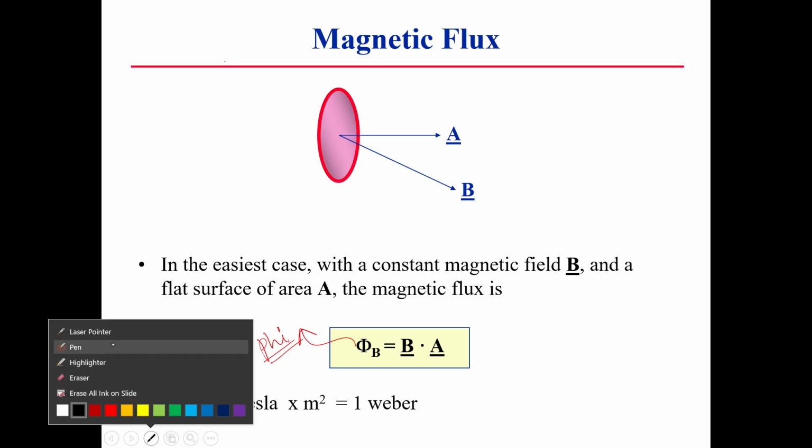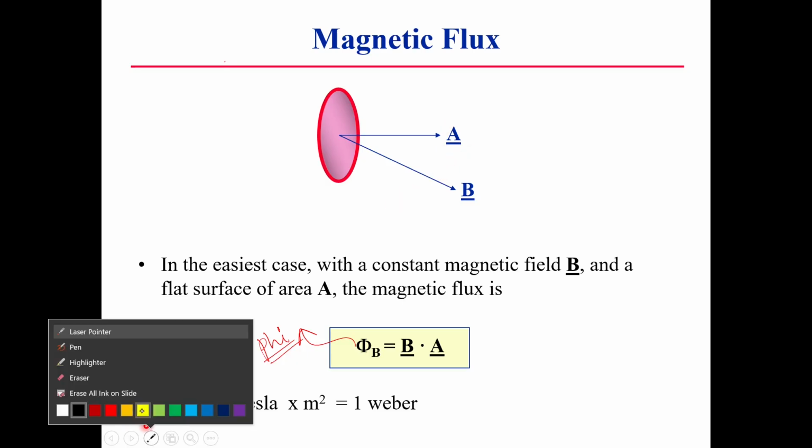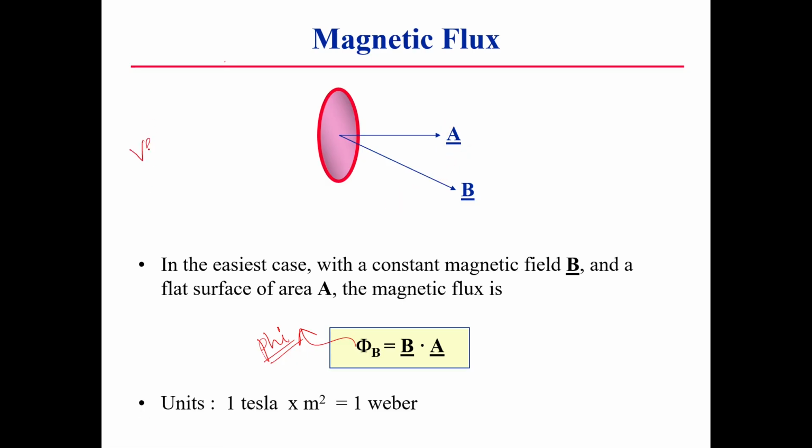Phi. Okay, now phi is basically nothing but the dot product of B and A, because B is a vector quantity, A is also a vector quantity. Do you know what a vector quantity is? It has a magnitude and a direction. A vector quantity needs a magnitude and a direction, and a scalar quantity only requires a magnitude to be represented.